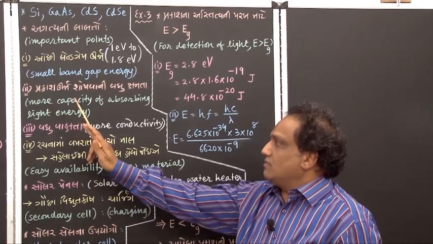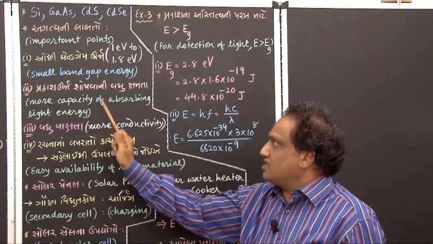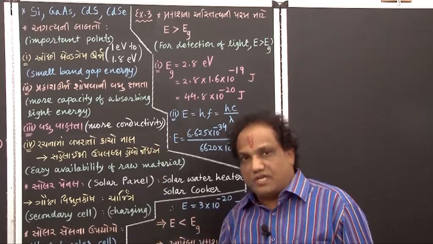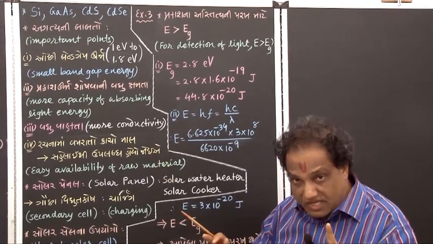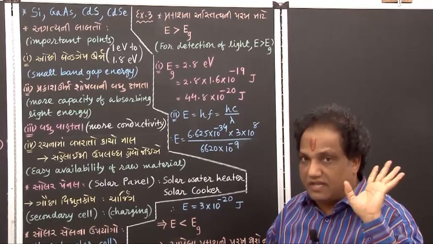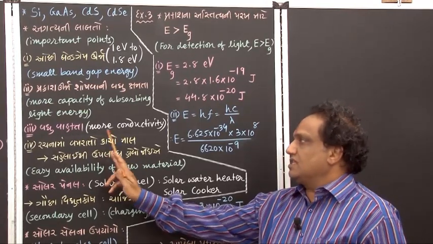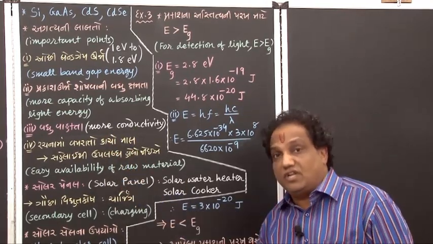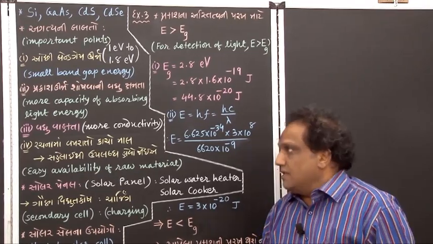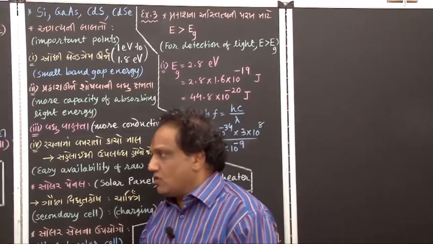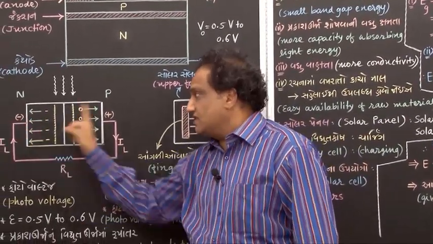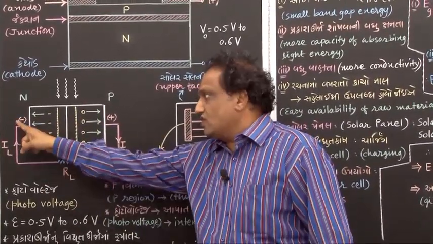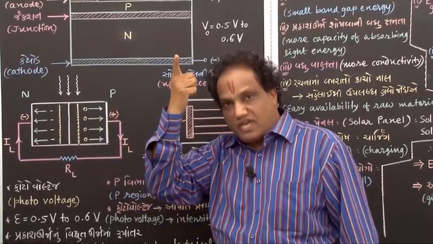Then this material must have more capacity of absorbing light energy, correct? More absorptivity for light energy. Then it must have more electrical conductivity also. Correct? Only if the conductivity is more will there be fast and easy movement of these charge carriers, and then you will have production of more photovoltage.